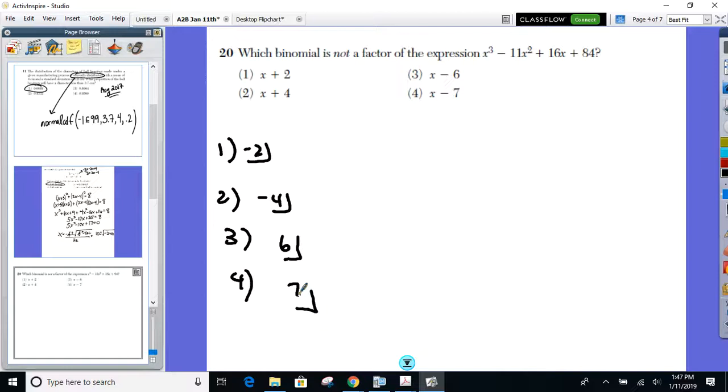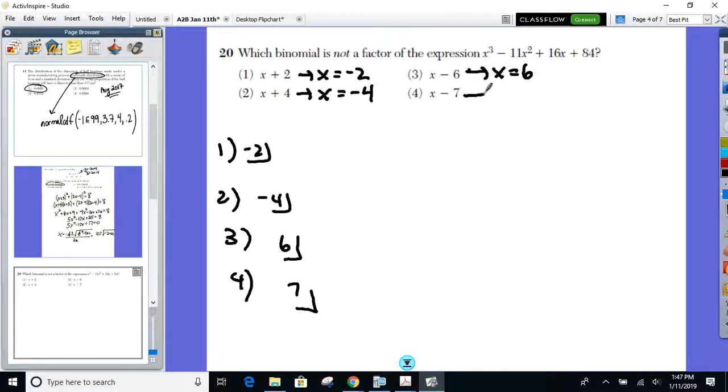Here you go, ready? If x plus 2 is a factor, everybody, what must be a solution then? X equals -2. And if that's a solution, when you plug it into the problem, you should get out 0. So one of these, when I plug in the opposite, I'm not going to get 0 out. And that's going to tell me that one is not a factor.